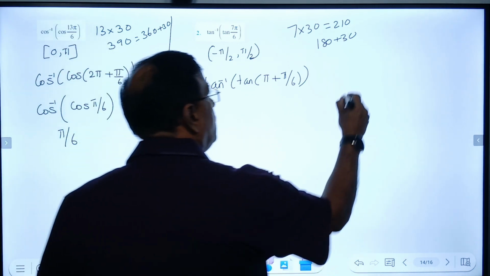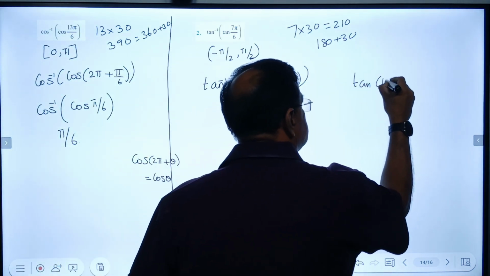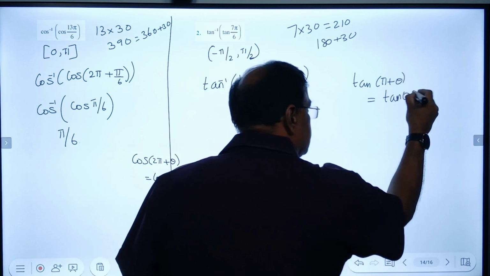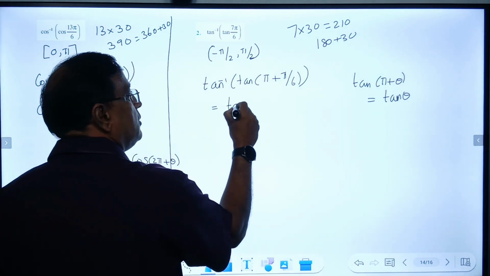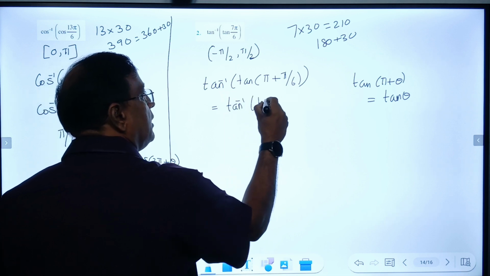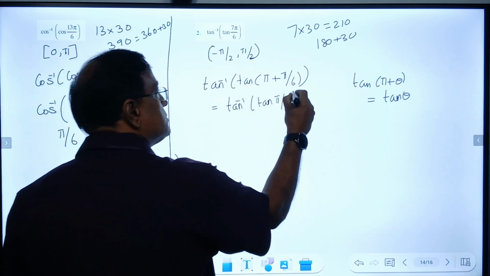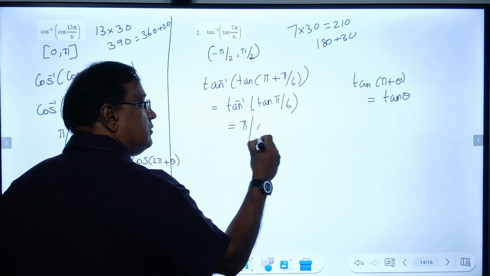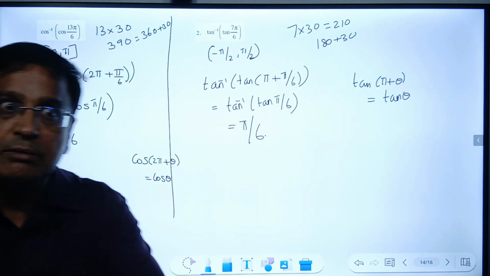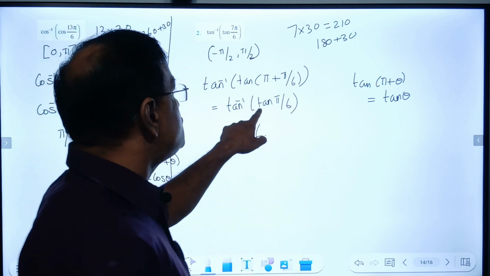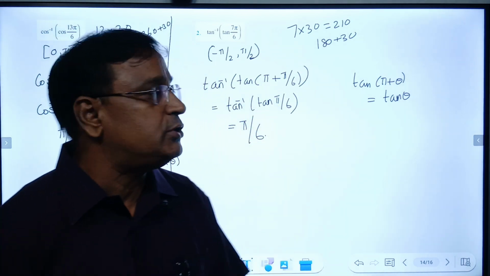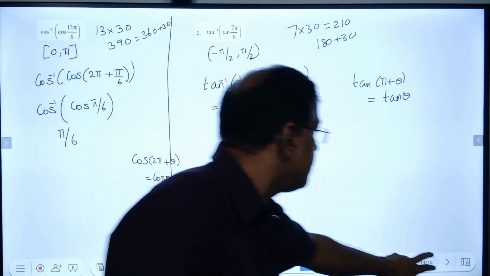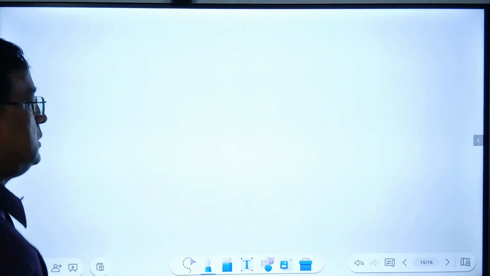But tan of 180 plus theta, third quadrant, tan is positive. So you get tan theta only. So this will be tan inverse of tan pi by 6. Now what is tan inverse of tan pi by 6? It is pi by 6. So if you have written 7 pi by 6, it's wrong. So make sure your angle lies in the principal range if you want to use this formula. You understand?